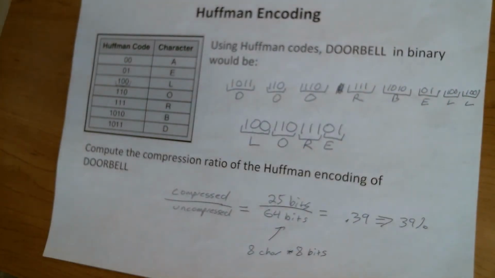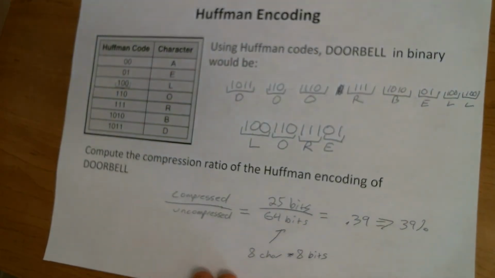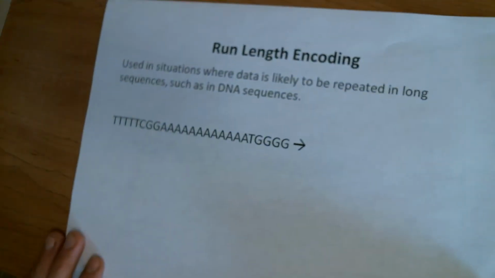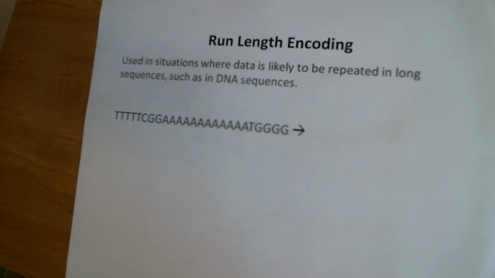So one last encoding that we're going to talk about is called run length encoding. Run length encoding is used in situations where you're likely to have long sequences of the same character, something like DNA. DNA is obviously a very long sequence, so when we're trying to store it on a computer, it's helpful to be able to condense it down. So here's how run length encoding works.